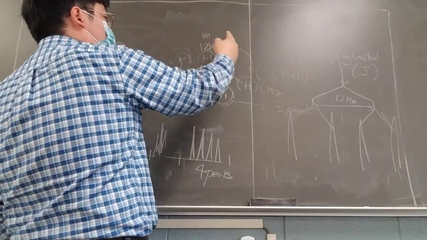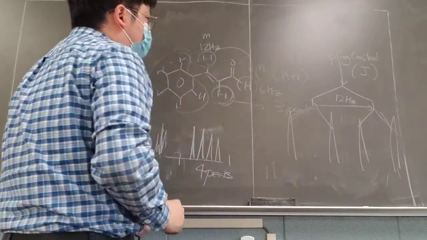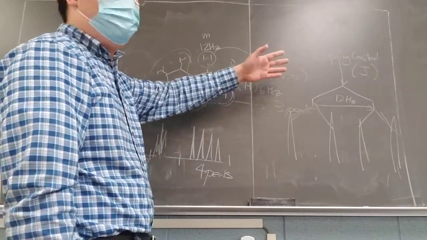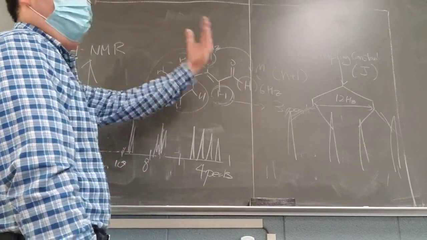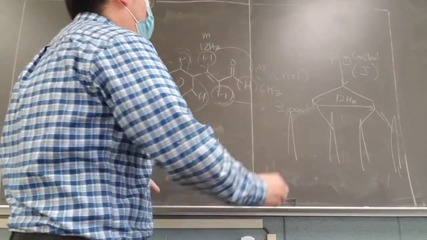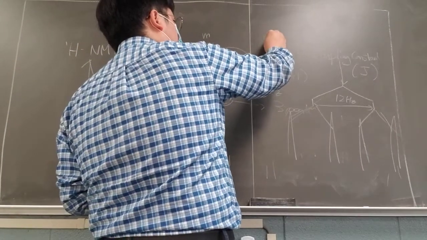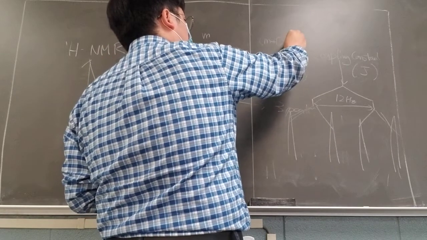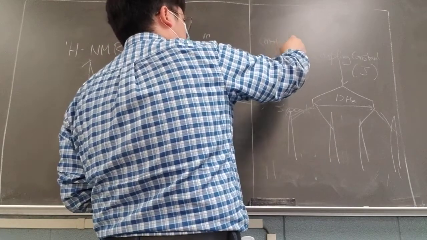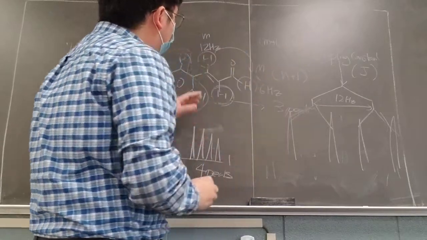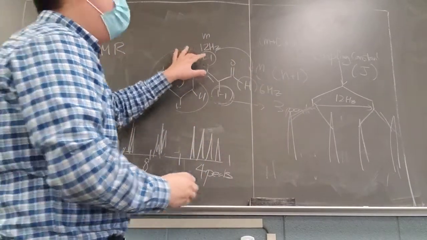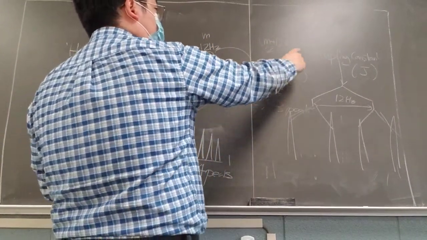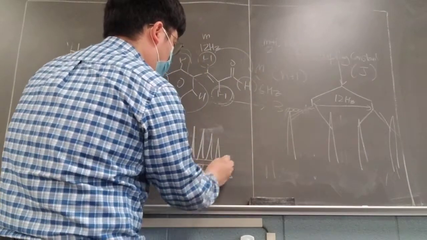In this case, let's say this is m, this is n. We just use n for the equivalent ones, but we have another one in different conditions. This we call m, and we just need to do m plus 1 multiplied by n plus 1. So 1 plus 1 is 2, 1 plus 1 is 2. That's why you have 4 peaks here.